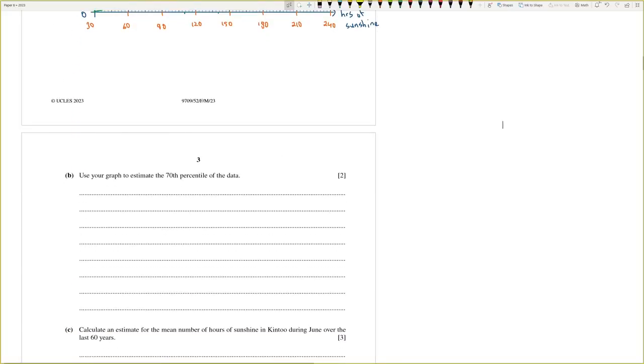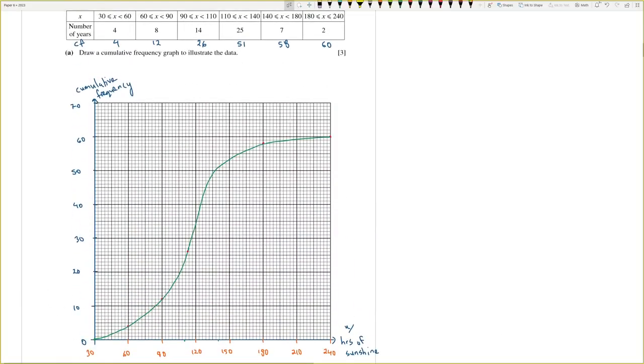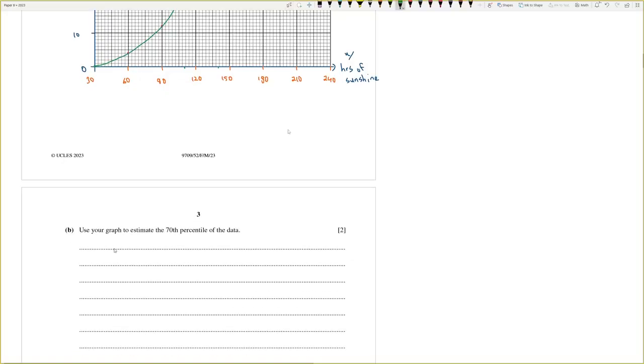Use a graph to estimate the 70th percentile. So what's the 70th percentile? 70 by 100 into 60. That gives you a value of 42. 70 by 100 into 60 gives you a value of 42.